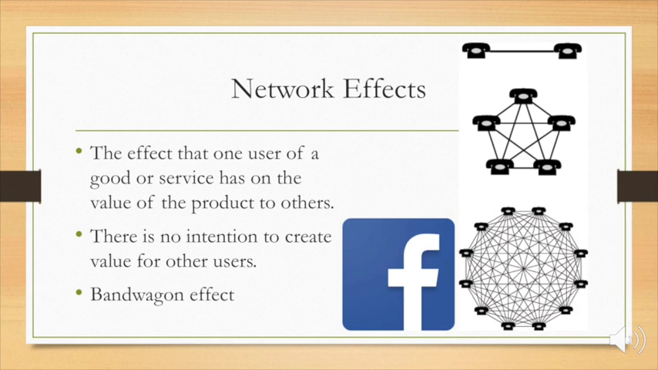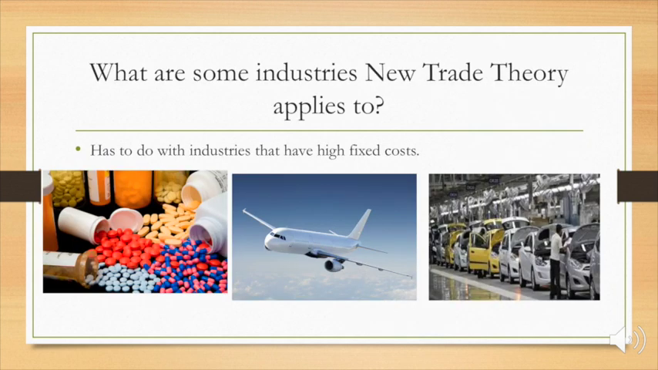Network effects is an effect that a user will bring to a good or service, and it affects the value of the product that people see. There's no intention to really create the value for this product. So a good example would be telephones. It started off with just a few people, then as more people got telephones, more people knew people who had telephones, thus making it grow exponentially. Same thing with Facebook. As people knew each other having Facebook, people knew people who had Facebook, who knew those people, etc. That's what made Facebook grow. It can kind of be seen as a bandwagon effect.